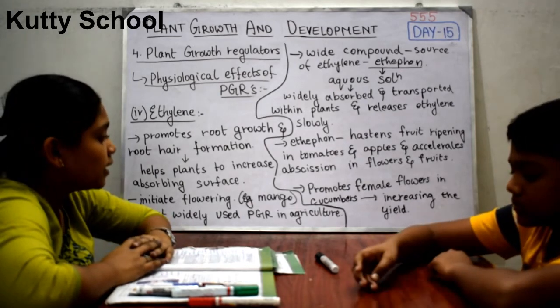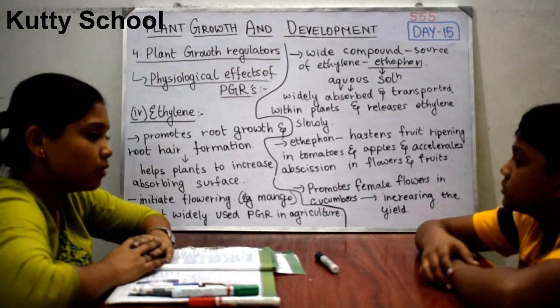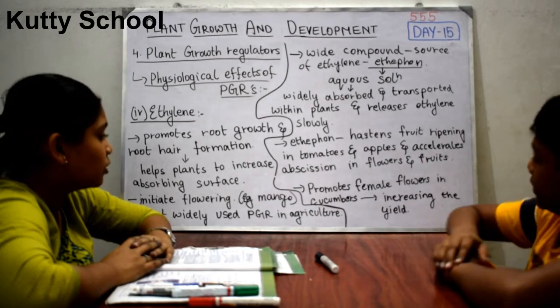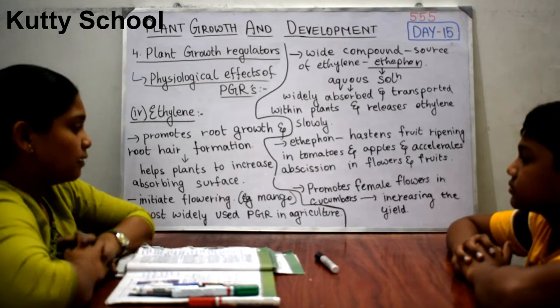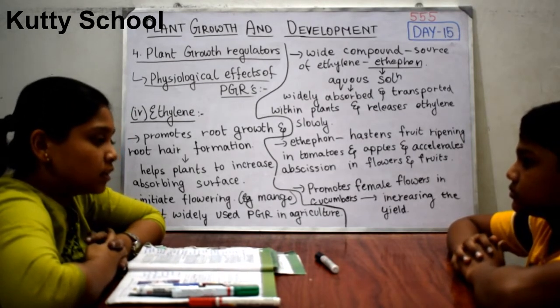And this ethylene promotes female flowers in cucumbers. It promotes only female flowers in cucumbers, therefore increasing the yield of cucumbers. So this is about ethylene, and next we will go with the fifth plant growth regulator, which is abscisic acid.